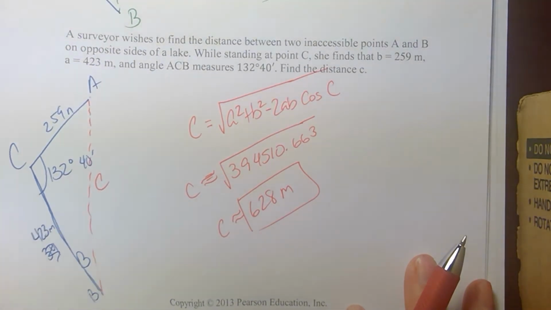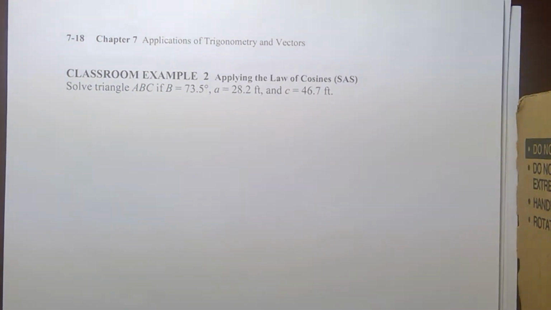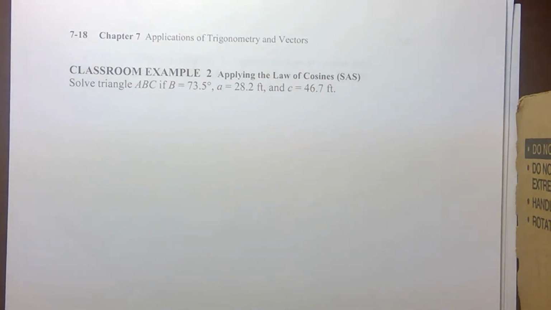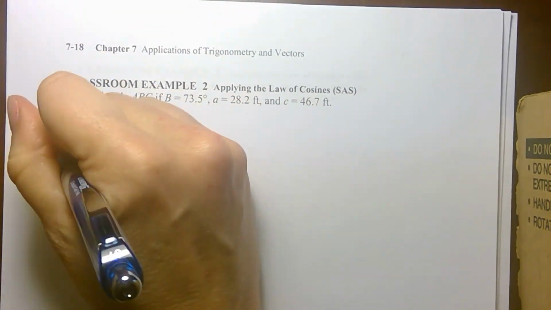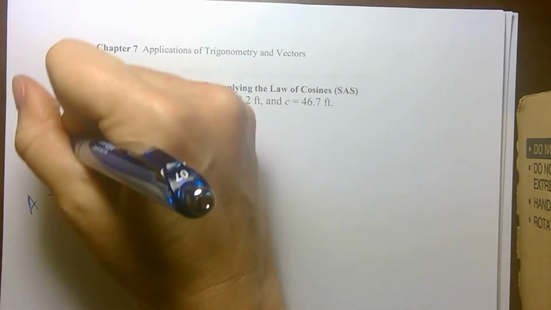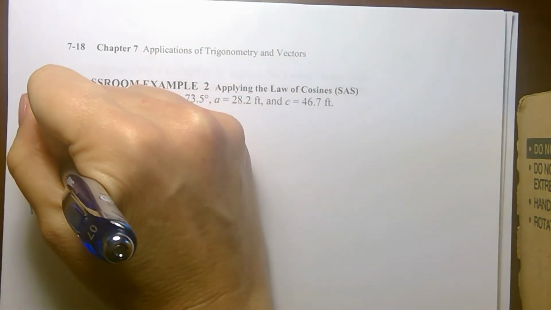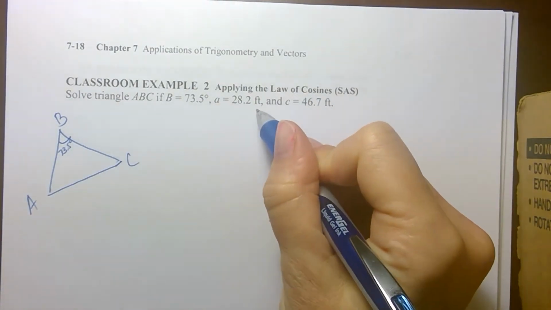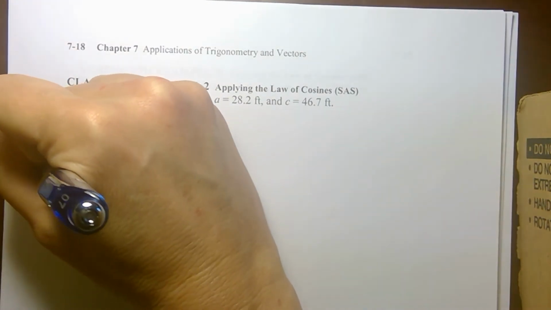Whenever you're doing an application problem, make sure that when you have units, you answer with those units in your answer. For example 2, we are going to be solving the entire triangle. We're given 3 pieces of information. We need to figure out what 3 pieces we're missing and find all 3 of those pieces. ABC is my triangle, and it doesn't matter how you sketch it. You just need A, B, and C. Angle B is 73.5 degrees. Side A is 28.2 feet, and side C is 46.7 feet.